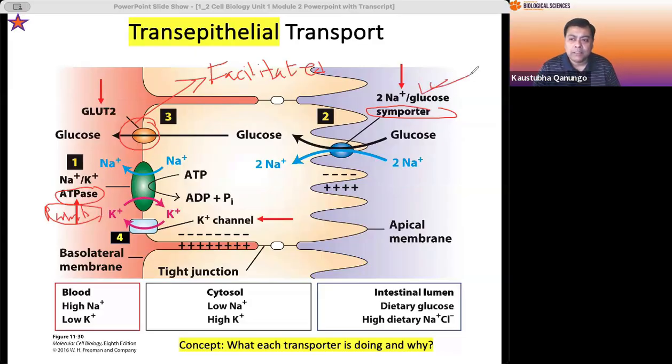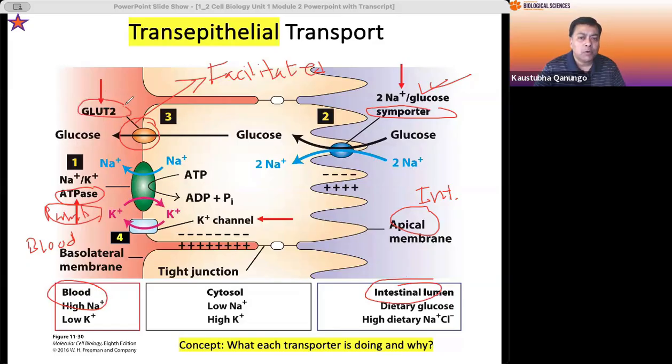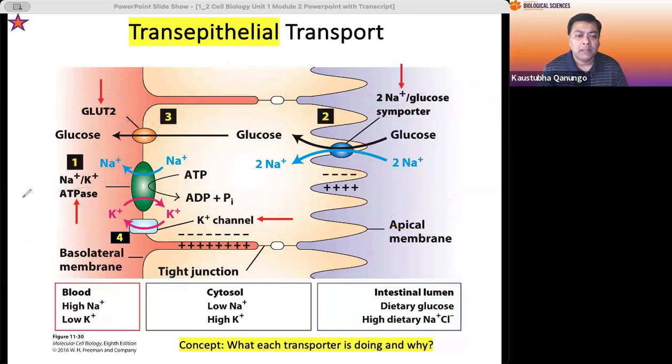So again, this one is on the apical surface, which is the intestine. Then you have the sodium potassium pump, which is on the blood side. This is the blood side. That's why, remember, blood side, intestinal lumen. And you have the GLUT2 transporter, which is facilitated diffusion. That's it. So that's the typical type of question that we ask: which side has which of the important transporters in this transepithelial transport?